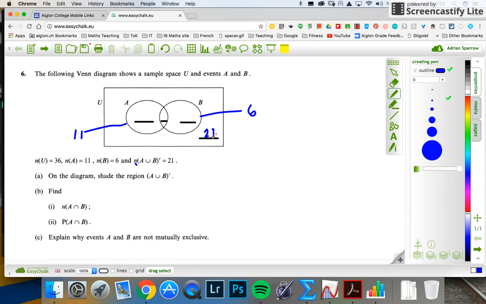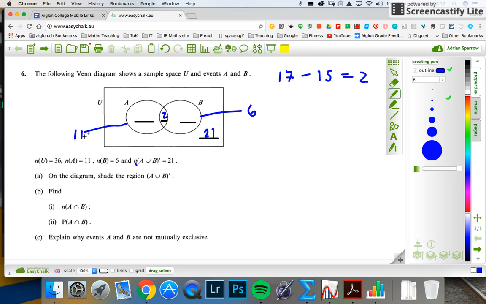Now that's brilliant, because this one, add these three, make 36. So I've got 15 left to fill in. If you look at this, there's 6 in B and 11 in A, which is 17. But I've only got room for 15. So what that means is 11 and 6 are 17, I take away 15, which is what I've got room for, and it gives me 2, and those 2 have been double counted, so they're part of A and B.